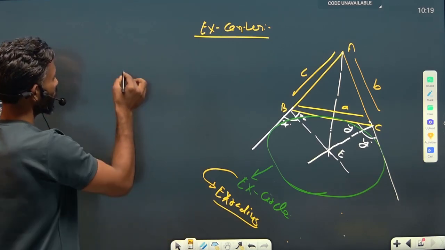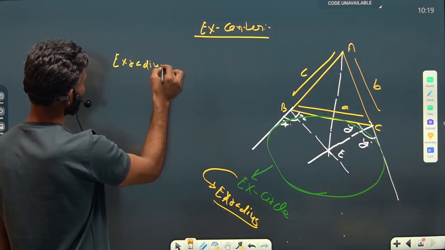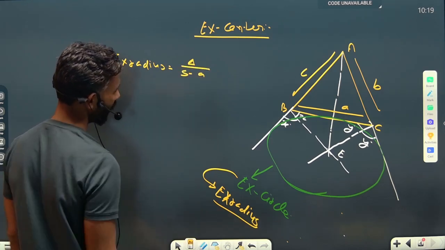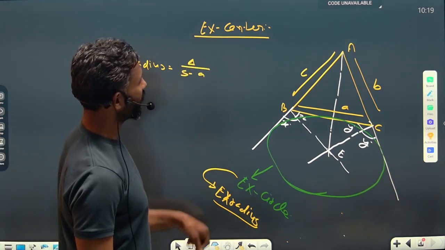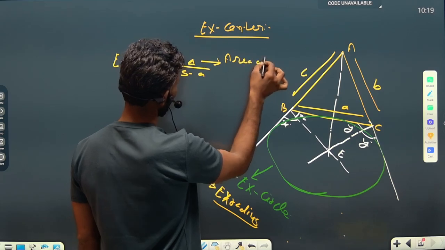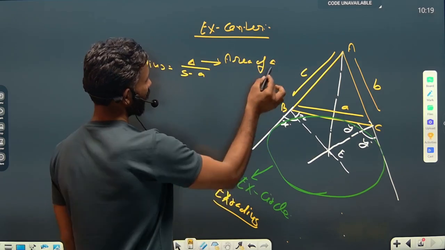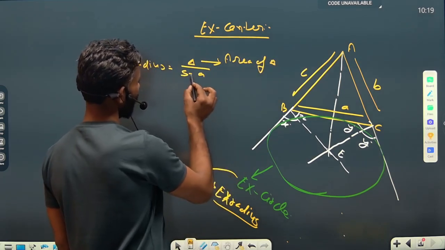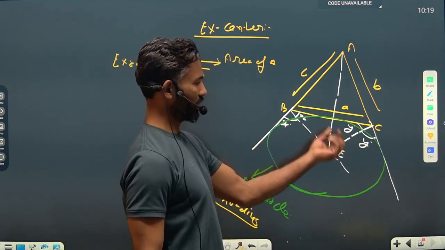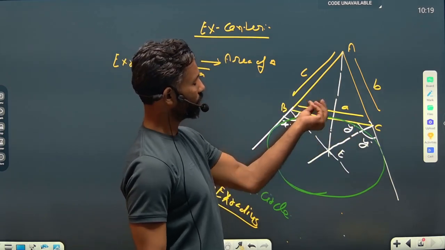So whenever you need to calculate the exradius, it will be Δ upon s minus a. What is Δ? Δ is the area of the triangle. And you know very well about s: s is the semi-perimeter. And a is the length of that side which is touched by the circle. This circle is touching the side BC, and the length of BC is a.